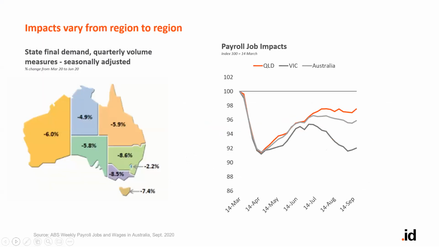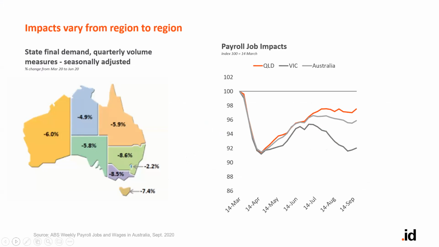So the Sunshine State, we can see the impacts vary from state to state as well. And you'll notice that New South Wales and Victoria, who had higher numbers of cases within their community, have been hit much harder. And as really the economic powerhouses of Australia, they have been what has been driving the downturn in the Australian economy.